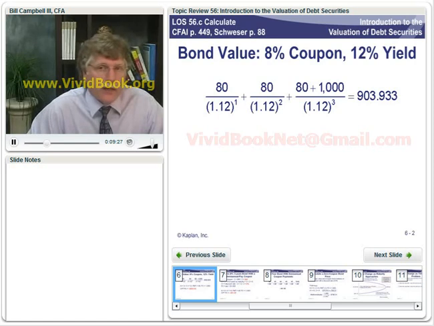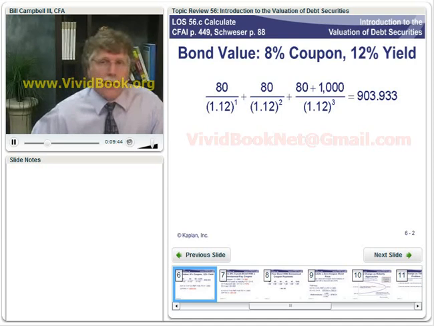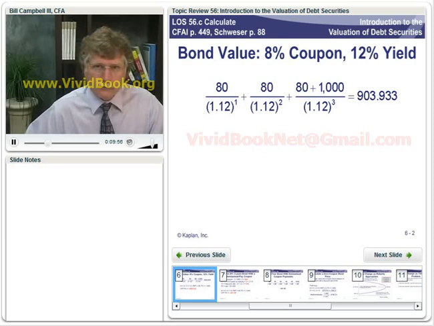That's a reasonable answer. We decided it should be less than $1,000. We decided it should be a substantial amount less than $1,000 because 12% is a lot bigger than 8. And sure enough, we have a discount of almost 10%, almost $100 on that $1,000 bond. That looks reasonable. I like that answer. I'd be happy after doing this calculation if I saw answer C on this question on the CFA exam, $903.93. I'd be happy with that.